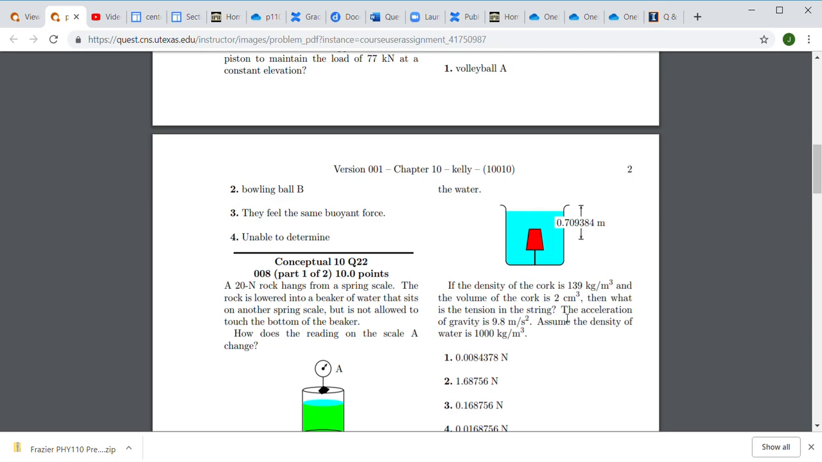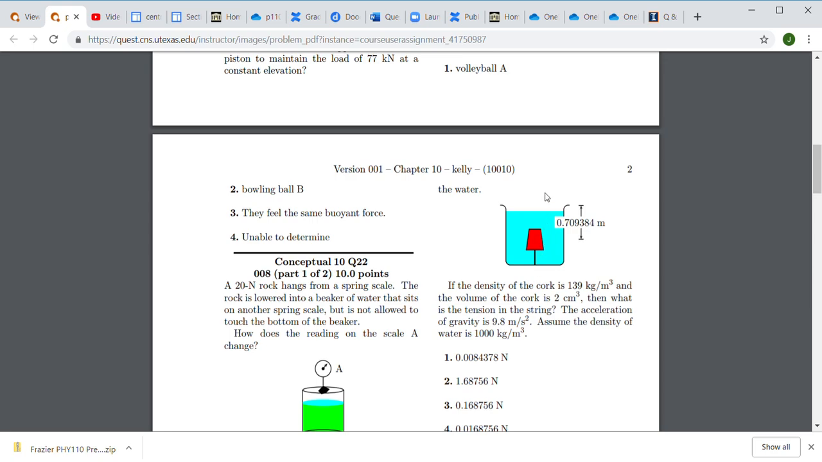Well, if I want to know the tension in the string, I should draw a free body diagram for the cork. What forces are being applied to it? It has its weight force going down. It also has a tension force going down, and then it has a buoyant force going up. The weight force we know how to do, but we need the mass. We're not given the mass, but we are given the volume and the density of the cork. Density times volume is equal to mass, so we multiply those two to get the mass of the cork. And then mg is the weight force going down. We have the unknown tension force also going down.